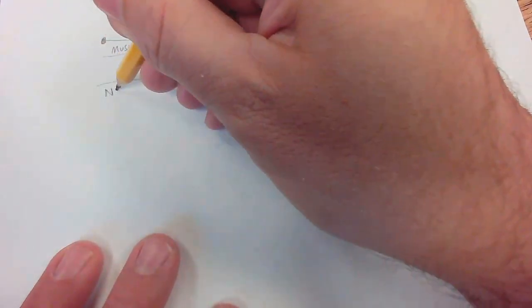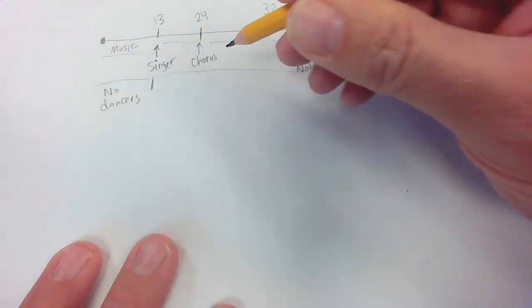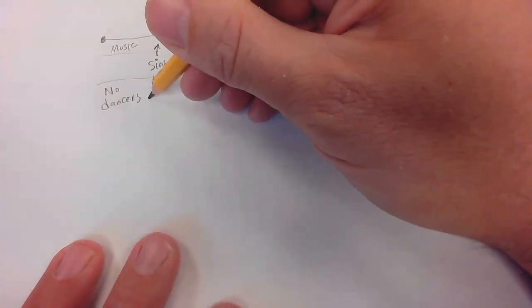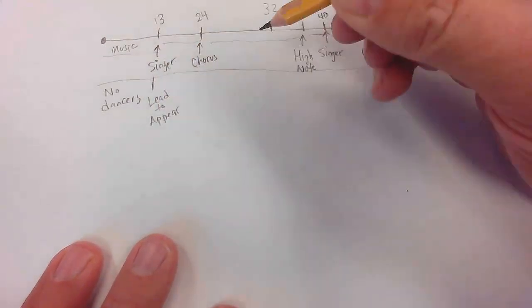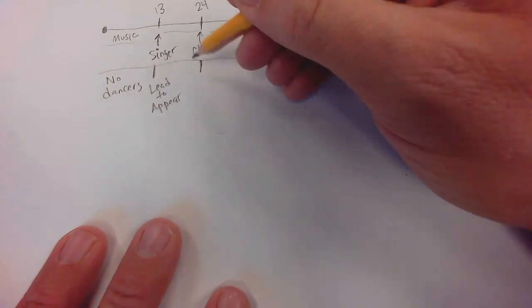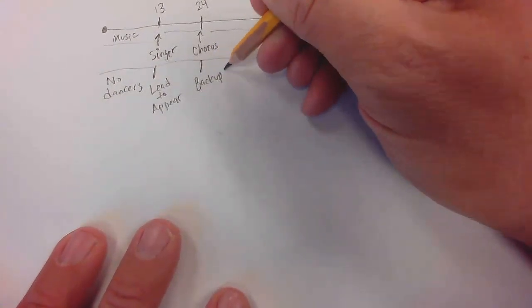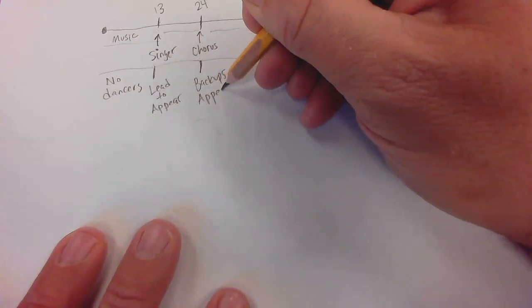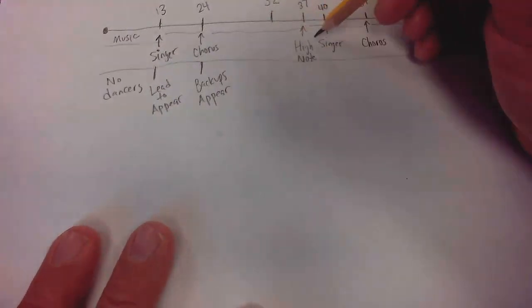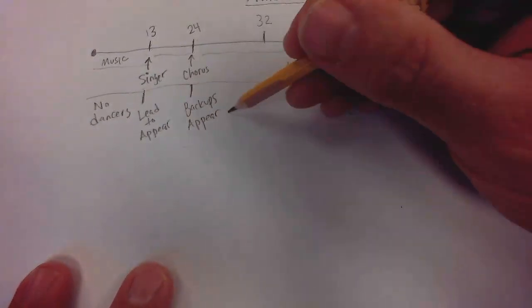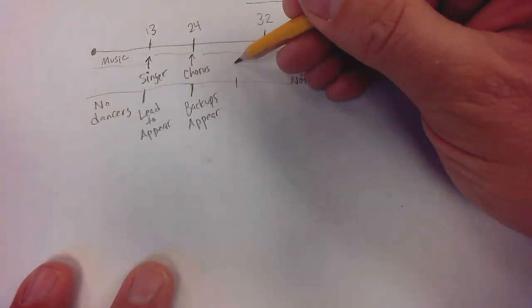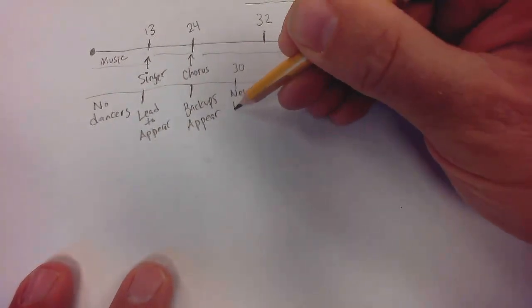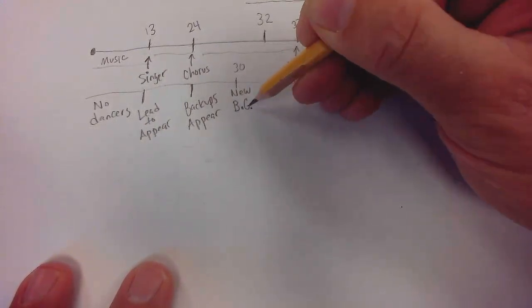Maybe during this time, I don't want any dancers. And then maybe when this happens, I want the lead to appear. When the chorus comes, maybe I want to have some backups arrive. So I'll have backups appear. And in this big time period here where not much is happening, I could add some new moves. I might make notes here, like maybe at 30, I'll have new BG, I'll put BG to stand for background.